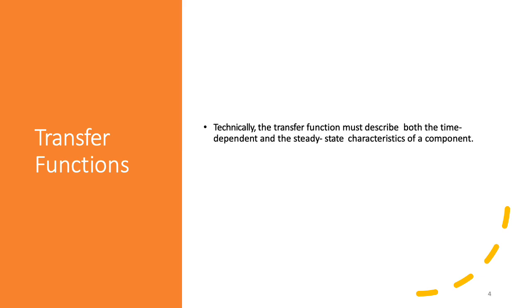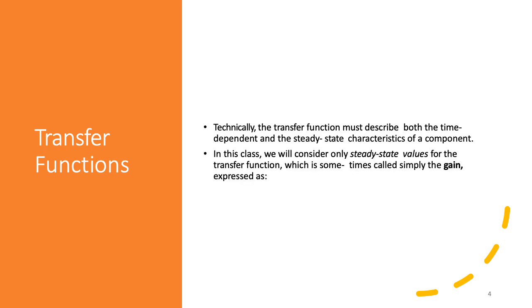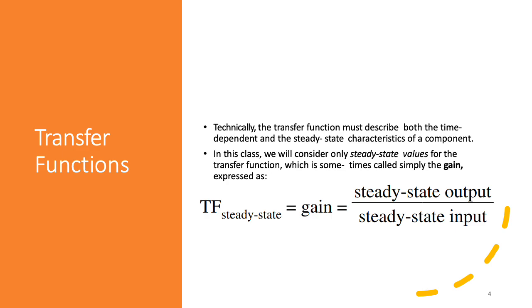Technically, the transfer function must describe both the time-dependent and the steady-state characteristics of a component. For example, a motor may have an initial surge of current that levels off at a lower steady-state value. The mathematics necessary to account for the time-dependent performance is beyond the scope of this course. In this course, we will consider only the steady-state values of the transfer function, which is sometimes called simply the gain, expressed as shown.